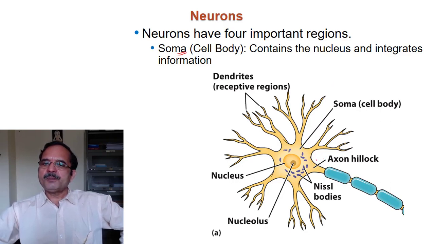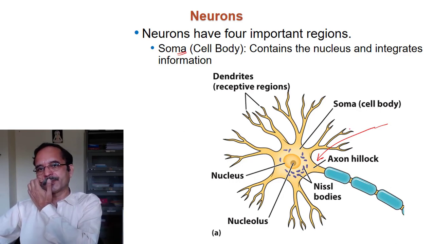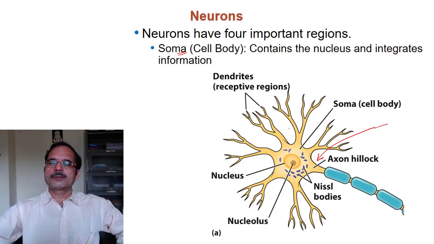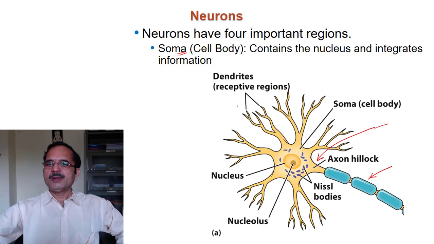Now this part of the axon is called the axon hillock. This is the point where the electrical impulse, or the action potential, originates. And this axon is coated by some myelin material called the myelin sheath, and there may be some gaps in between.